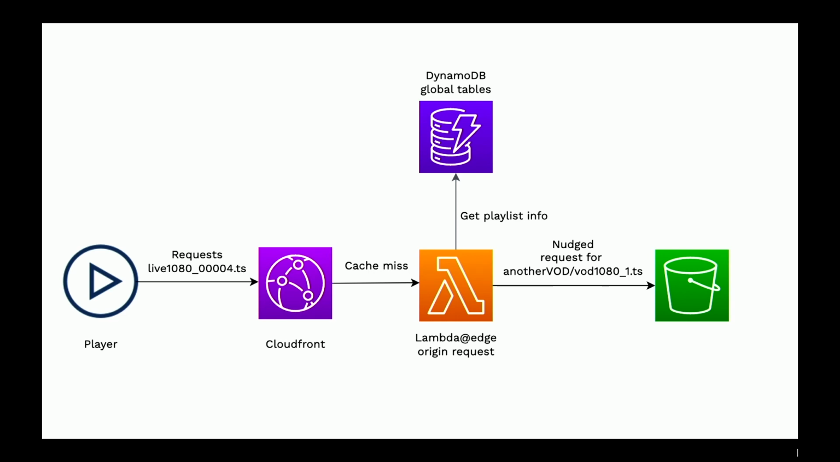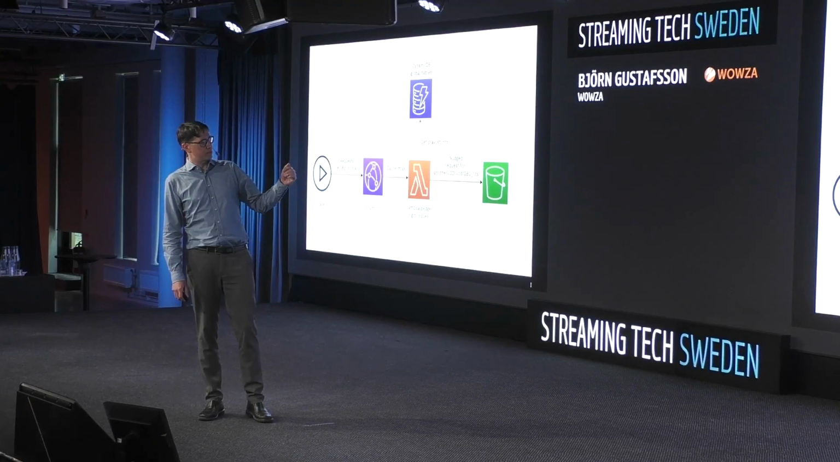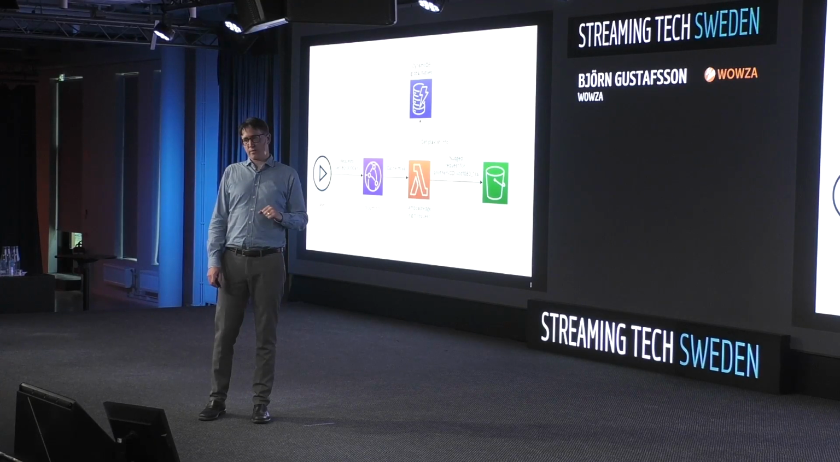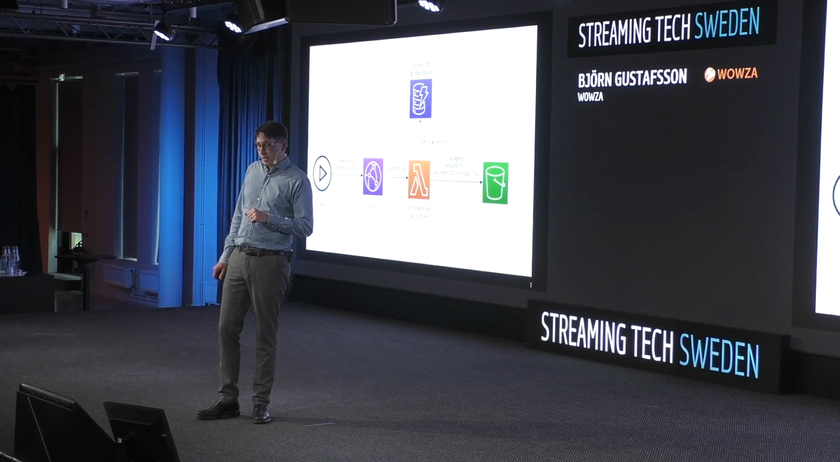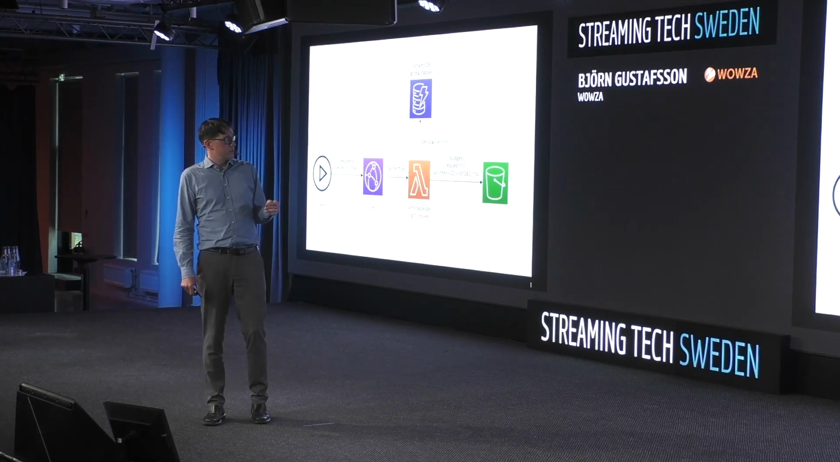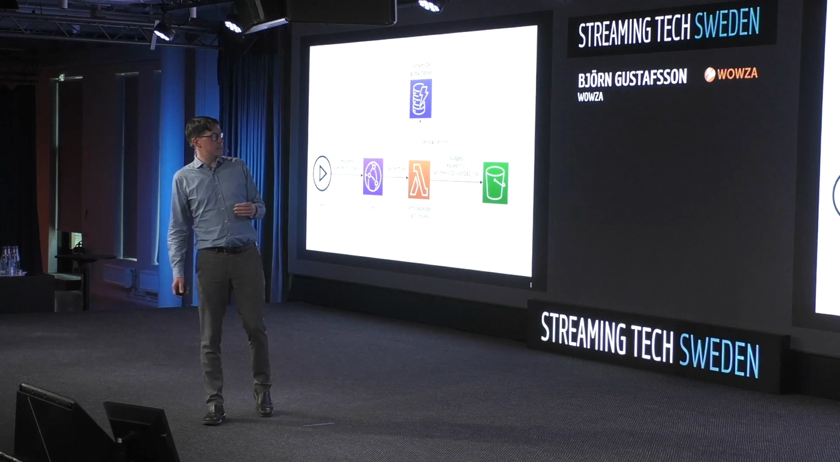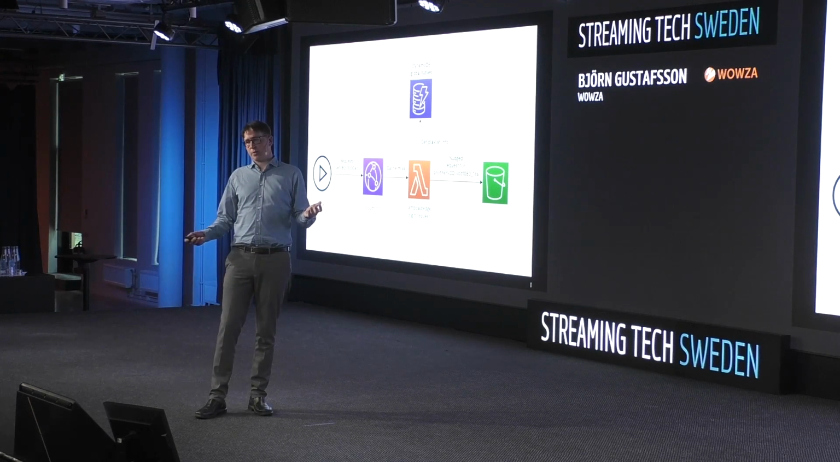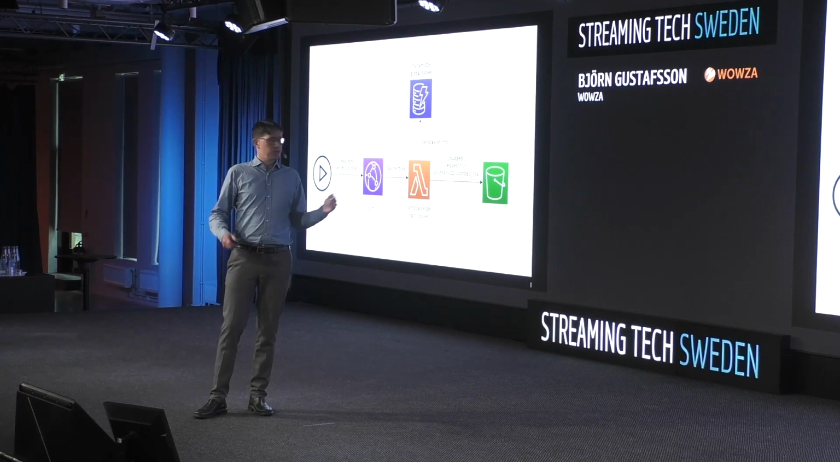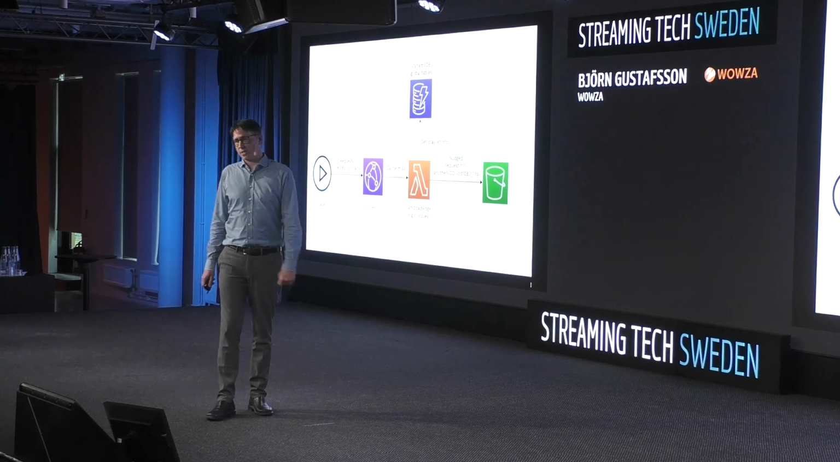And assuming it's okay, we then get to my favorite part, I'd say. We just nudge the request a little bit before passing it on and changing what it's requesting. So instead of requesting live segment 4 as before, we change the request to be another VOD, segment 1. And the really cool thing is that now, as far as the origin is concerned, it's getting a request for another VOD, segment 1, and the CDN thinks it's getting the content for live segment number 4. So we just inserted ourselves in the middle and touched the request a little bit.